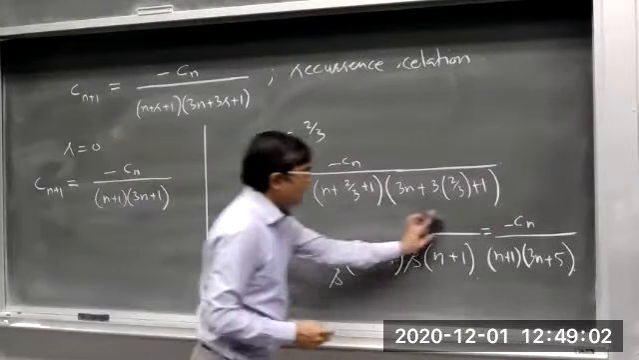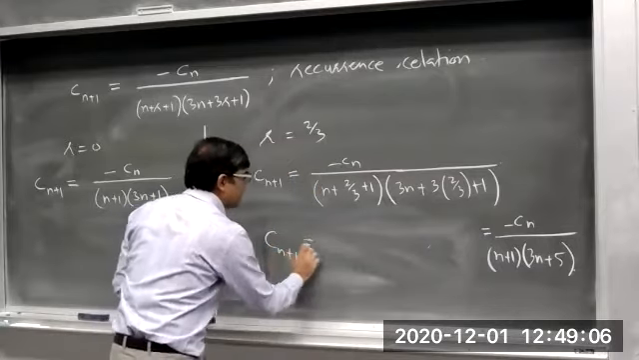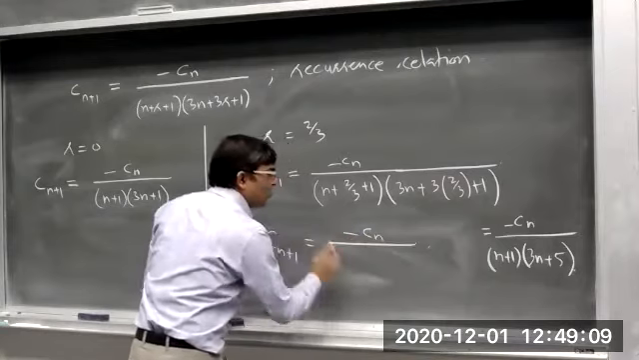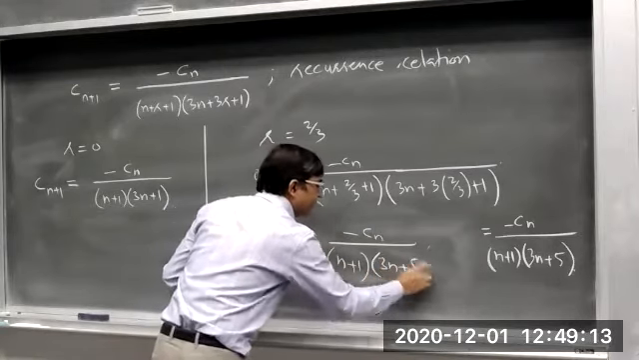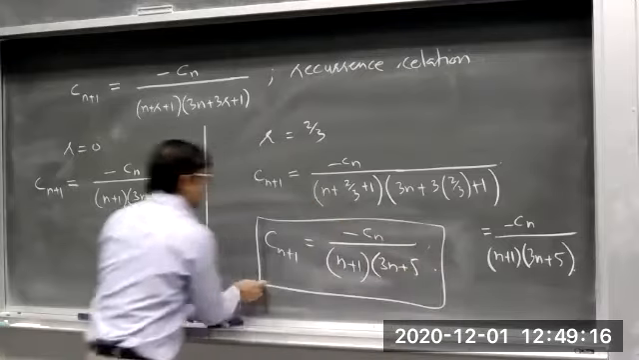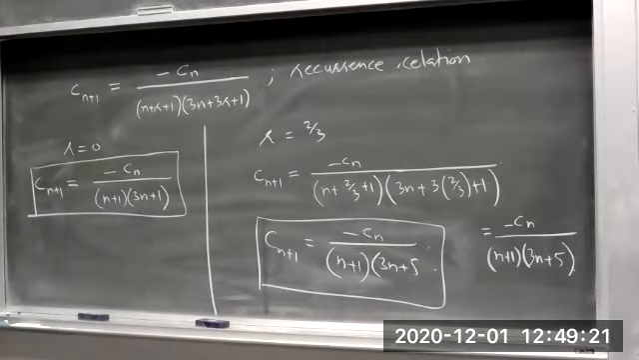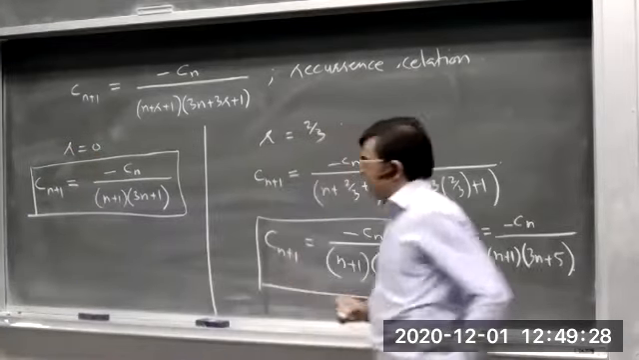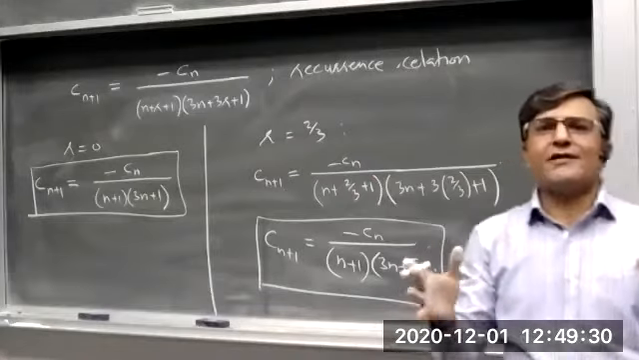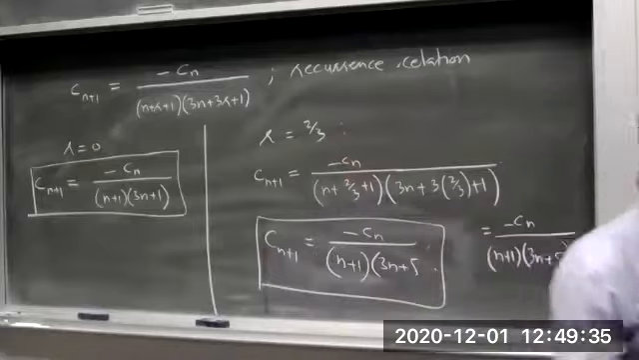Okay. So now let me write it again. C(n+1) is equal to negative Cn whole divided by (n plus 1) times (3n plus 5). So this is your second recurrence relation corresponding to r is equal to 2/3. And this is your first recurrence relation corresponding to r is equal to 0. If you obtain two recurrence relations, then you can obtain two different series solutions.